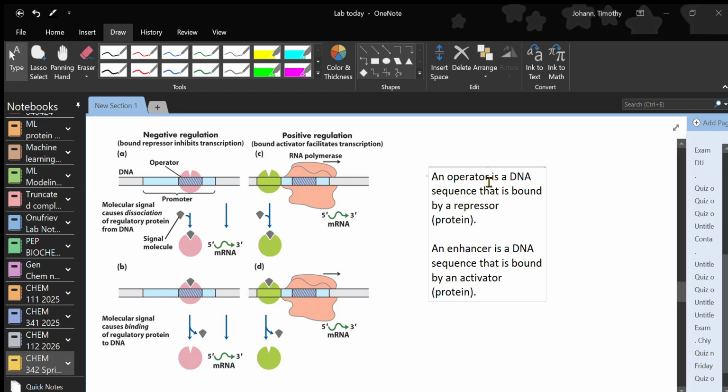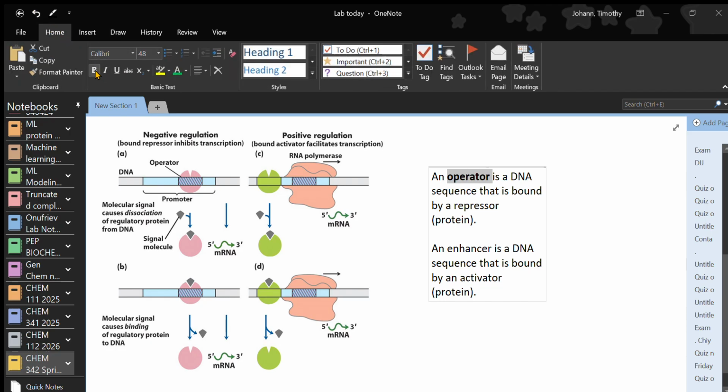You need to be able to define operator, repressor. Repressor and activator are pretty good, right? They kind of know what they are. Enhancer too. Operator is kind of less of a term, but the word tells you what it does. All right, are there questions?